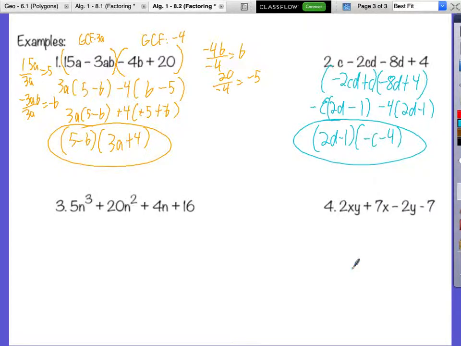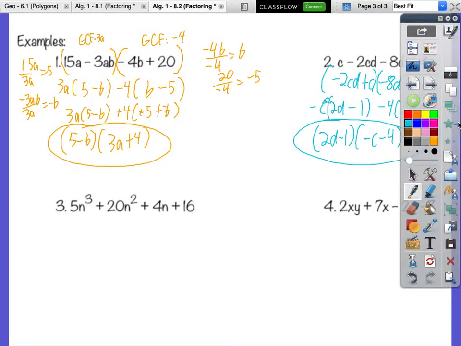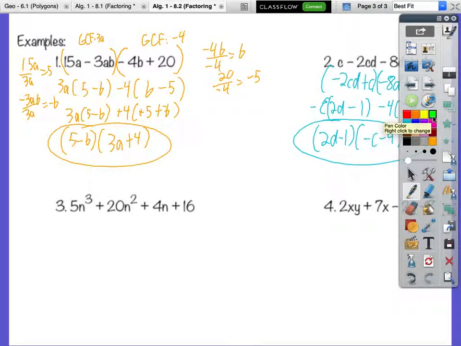Continuing on with this lesson. Let's do number 3 and 4 as well. So for number 3, when we have these grouped together, this one in green, when we have these grouped together here, well, these 4 terms are different terms.